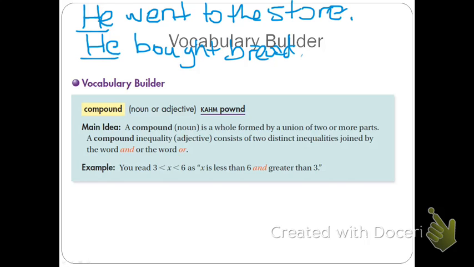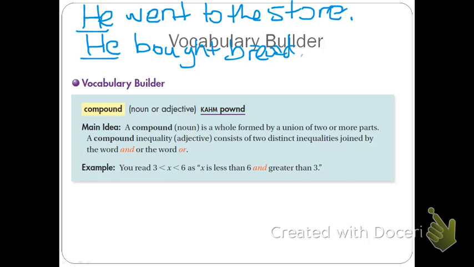You could do the same thing with inequalities. If your x is the same in two inequality statements, you can put it together in one complete statement. For example, it says down here, example, you read, and you see 3 is less than x, less than 6. The way you could read that is x is less than 6 and greater than 3. You read this from where the x is located in the inequality statement. See how it's in between the 3 and the 6? That's what you're also going to be graphing, all the values that are in between 3 and 6.